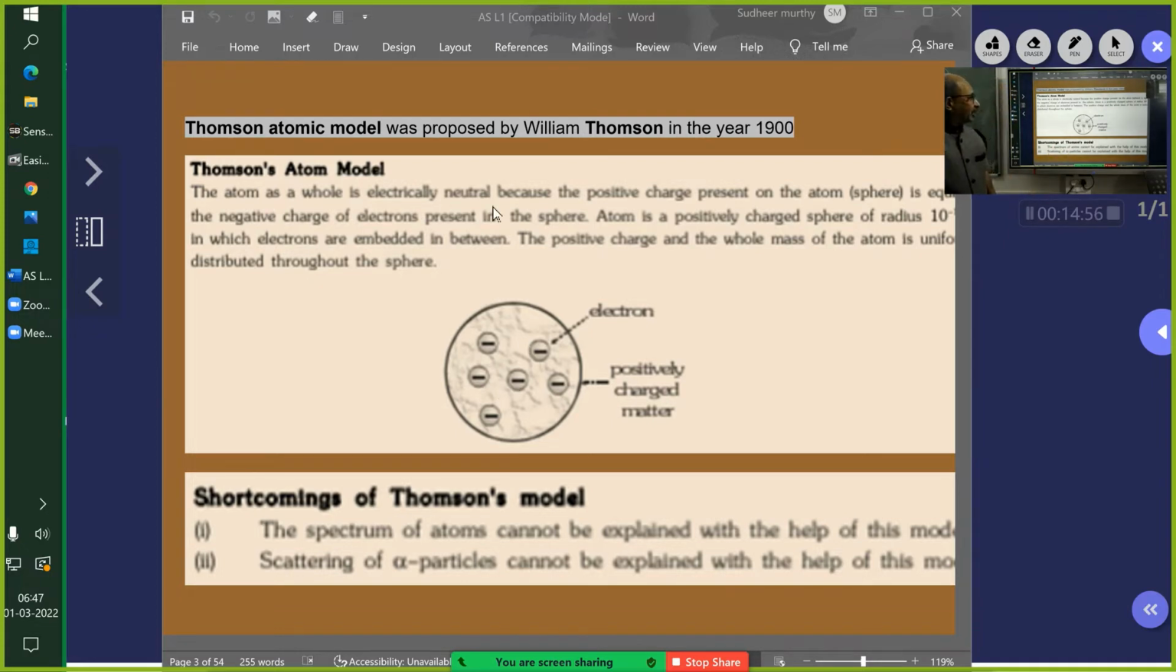The atom as a whole is electrically neutral. He said there is an equal number of positive charges and negative charges, and the positive charge present in the atom sphere is equal to the negative charge of the electrons present. The atom is a positively charged sphere of a certain radius, in which the electrons are embedded. The positive charge and the whole mass of the atom are uniformly distributed throughout the sphere. Most important is that you remember this diagram, then whatever is written here will be remembered.